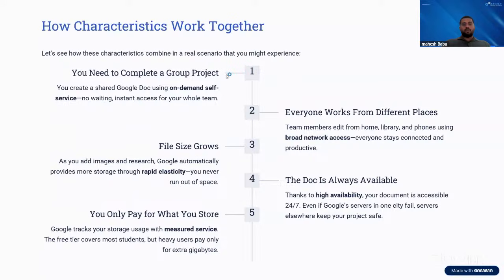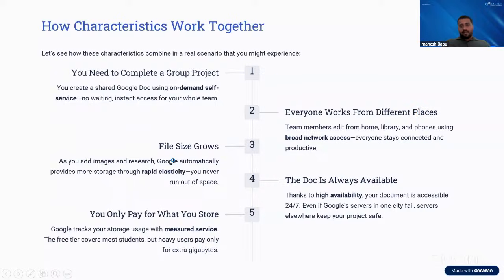You need to complete a group project. So you create a shared Google Doc using on-demand self-service. No waiting, instant access for the whole team. You create one Google Doc from Google Drive. Everyone works from different places. My project team members are at different places. Like I am in one city, my friends are in another city. So we all collaborate together to contribute to my project.